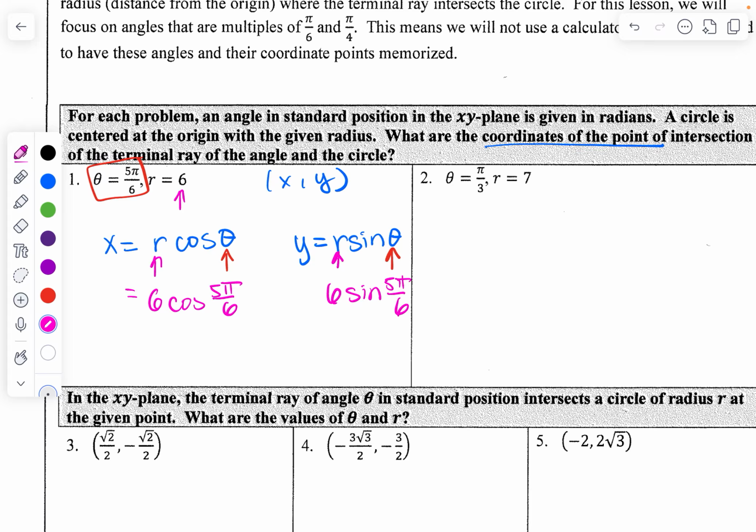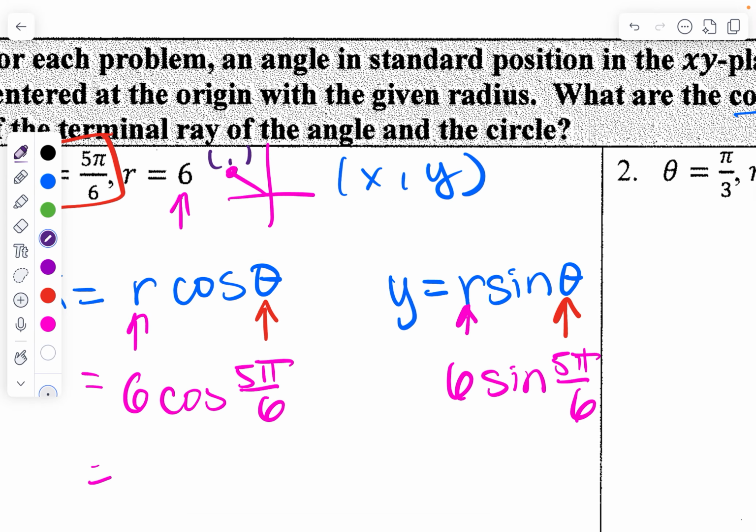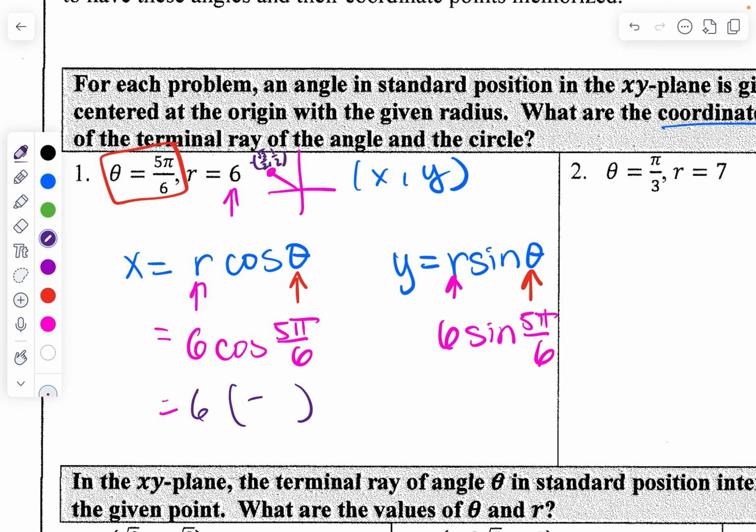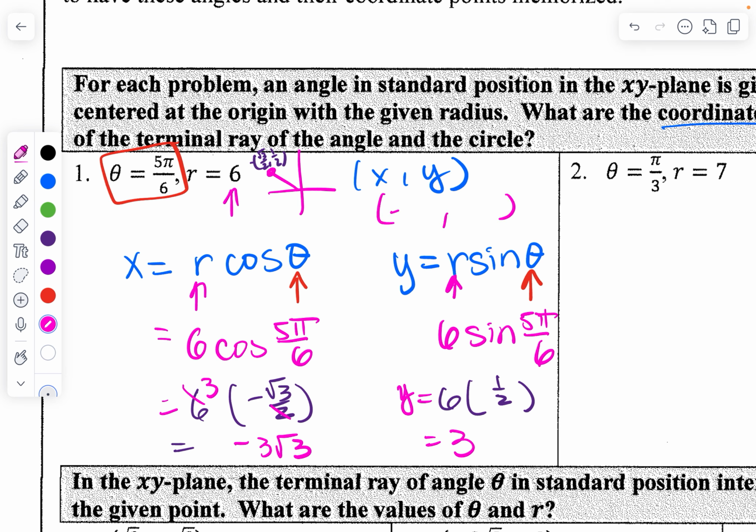Okay, so remember 5 pi over 6 is right here, and that point around the circle on a unit circle is negative root 3 over 2, comma 1/2. So we know that 6 times negative root 3 over 2 and 6 times 1/2. Simplify this. I know this reduces. This becomes negative 3 root 3, and this y is just 3.